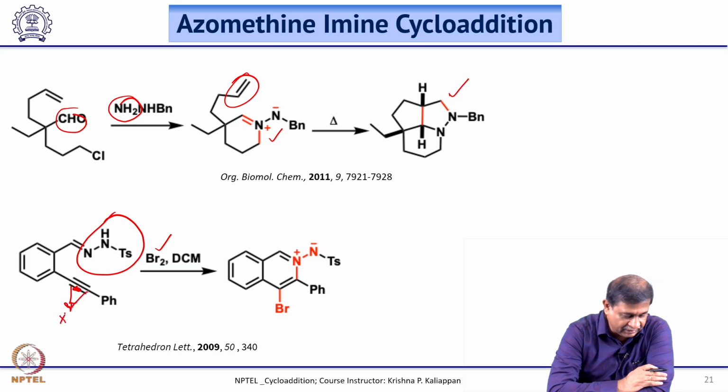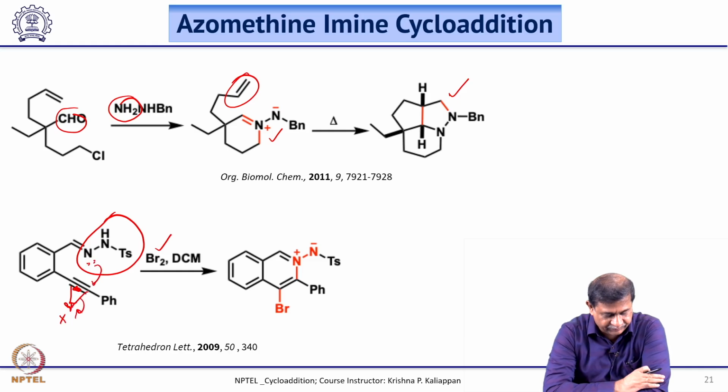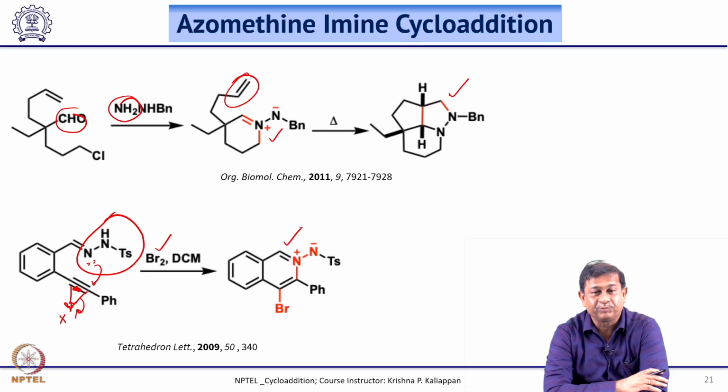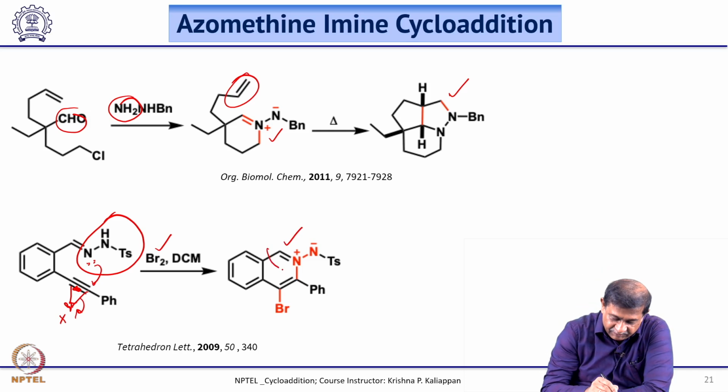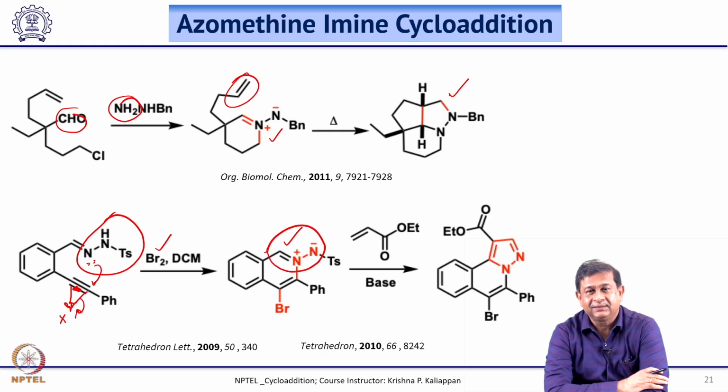It will form the bromonium ion. Now the lone pair on the nitrogen here will attack and open this bromine. So what you get is this compound after loss of proton. So now this is a dipole, the azomethine imine, that can in principle undergo 1,3-dipolar cycloaddition with various dipolarophiles.